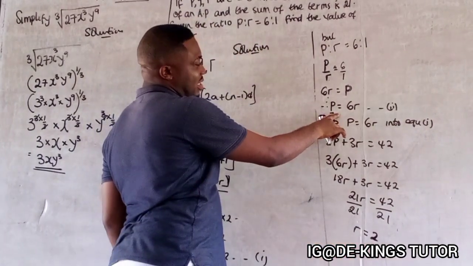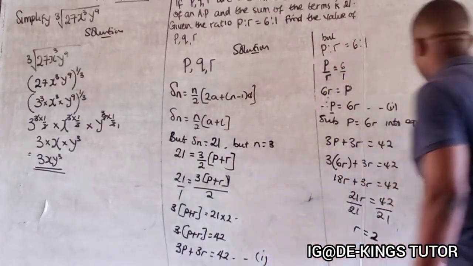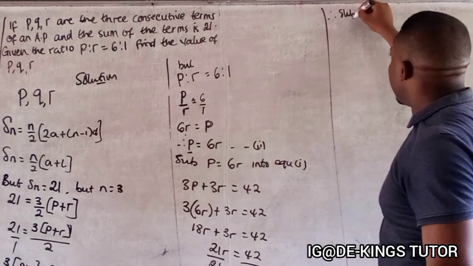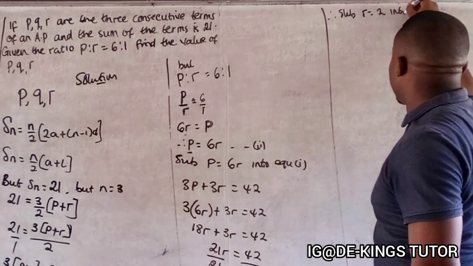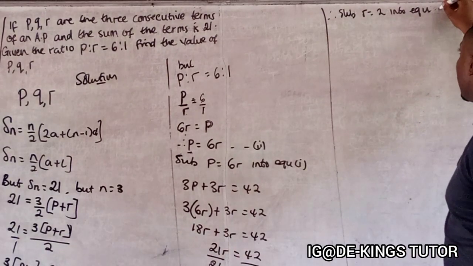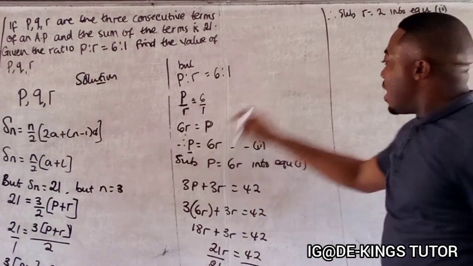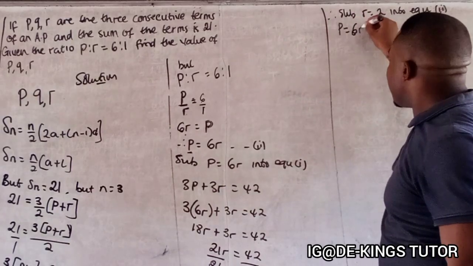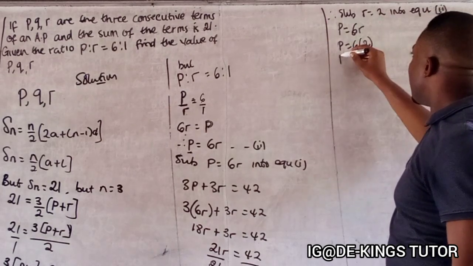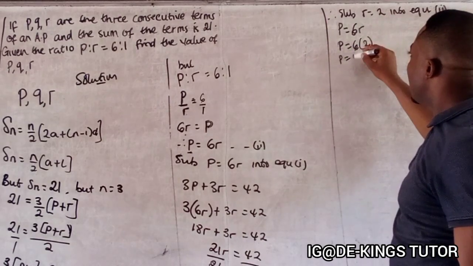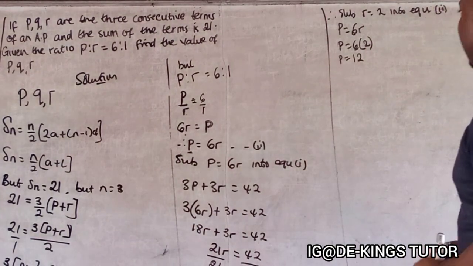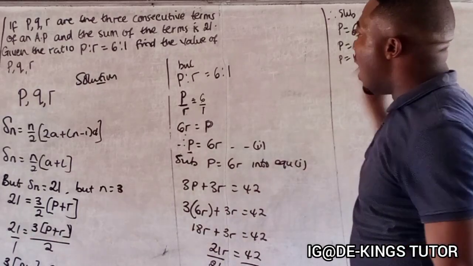From equation 2, P is already the subject. Therefore, we substitute R equals 2 into equation 2. Equation 2 here is P equals 6R. So I have P equals 6 times our R, which is 2. So P equals 6 times 2, which is 12. Okay, so that is P and R.